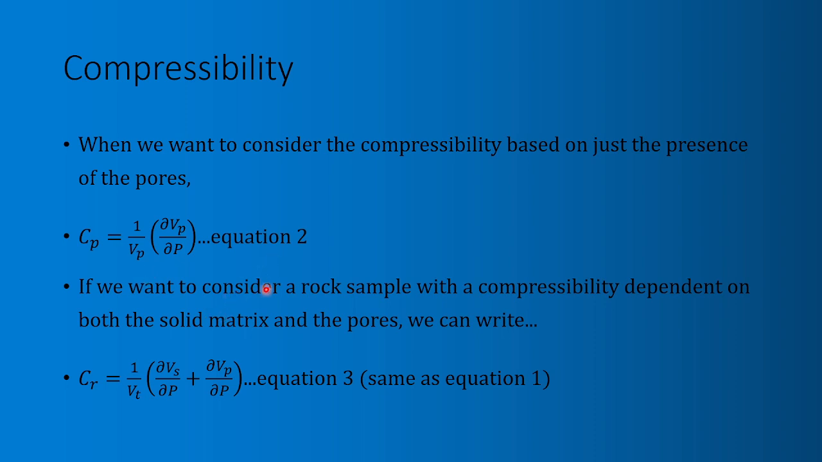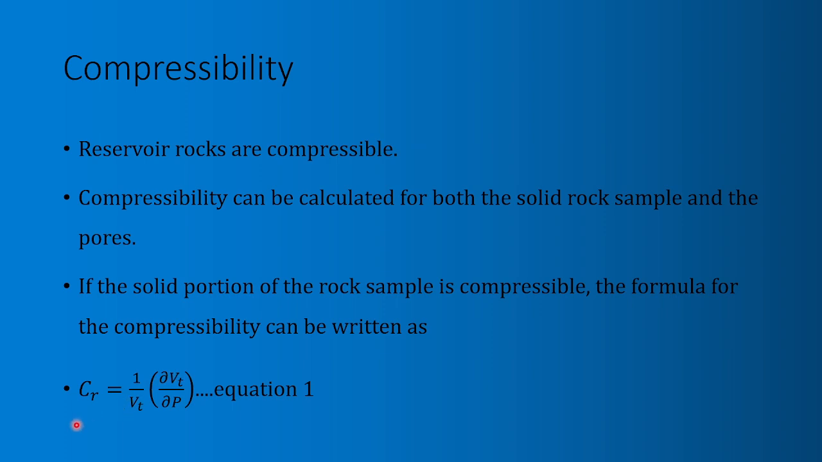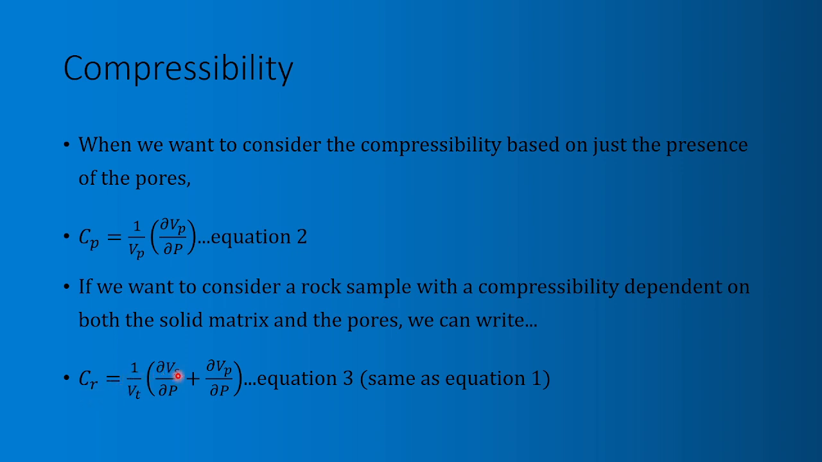Now, remember over here, we said the compressibility of the entire rock sample was given by the change in the total volume. In this case now, we are expressing that even further, where the total volume is now being expressed as the volume of the solid matrix and the volume of the pores together. So we want to look at the change in the volume of the solid matrix and the change in the volume of the pores when we are changing pressure. So that's just the difference between equation 1 and equation 3.